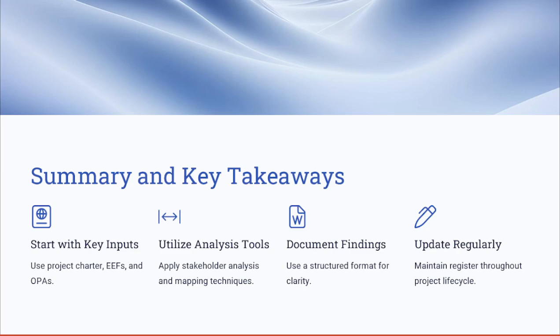To summarize our session, to create a stakeholder register, start with the key inputs like the project charter, use tools such as stakeholder analysis and mapping techniques, and document the findings in a structured format. Ensure regular updates, which is critical to ensure the stakeholder register remains a valuable resource throughout the project lifecycle.